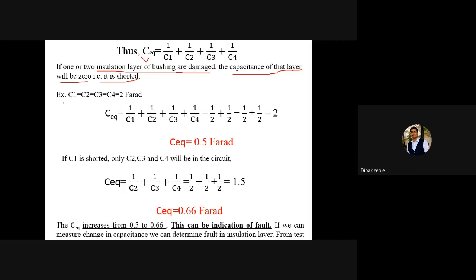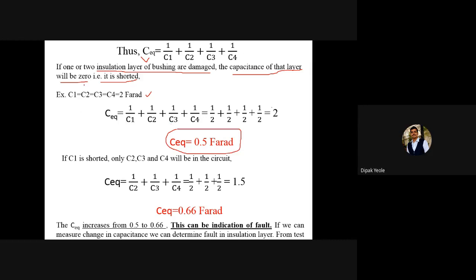Now let's take an example. Let's say C1, C2, C3 and C4 values are the same, that is 2 farad. We are interested in finding out the C equivalent. So 1 upon 2 plus 1 upon 2 plus 1 upon 2 plus 1 upon 2 comes to 2. The reciprocal of this becomes 0.5 farad.